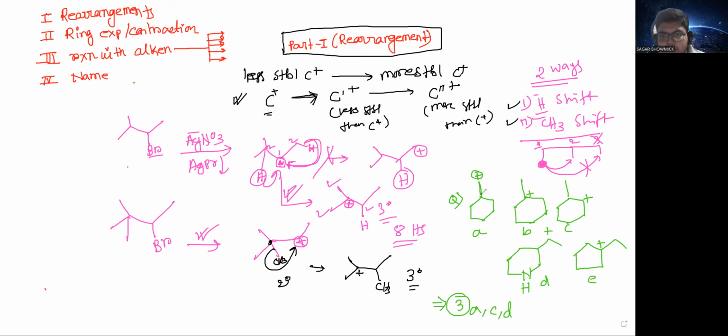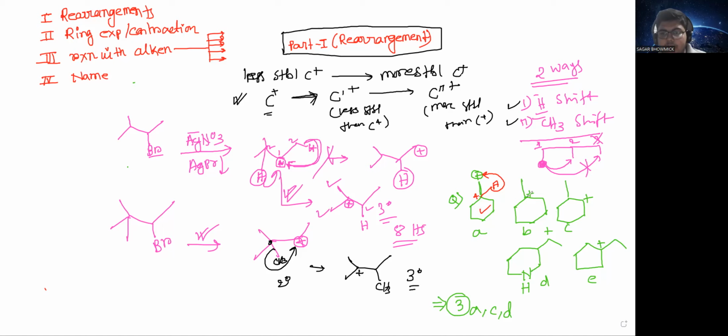A can undergo rearrangement. If from this adjacent position hydride goes there, then 1-degree carbocation becomes 2-degree carbocation. Positive charge will come here. So 1 degree to 3-degree carbocation. The center will be 3 degrees. So rearrangement will occur. B, rearrangement will not occur.